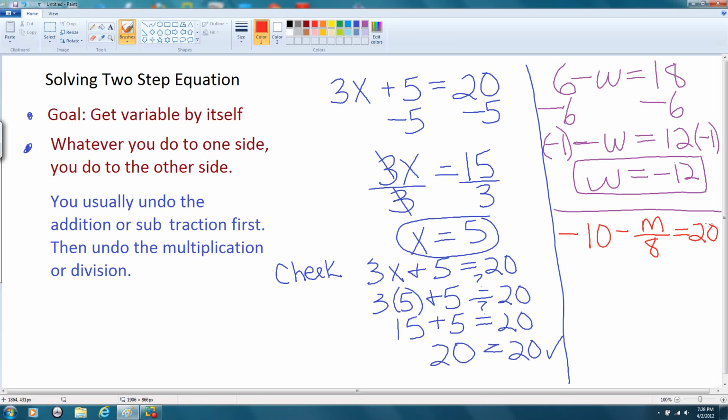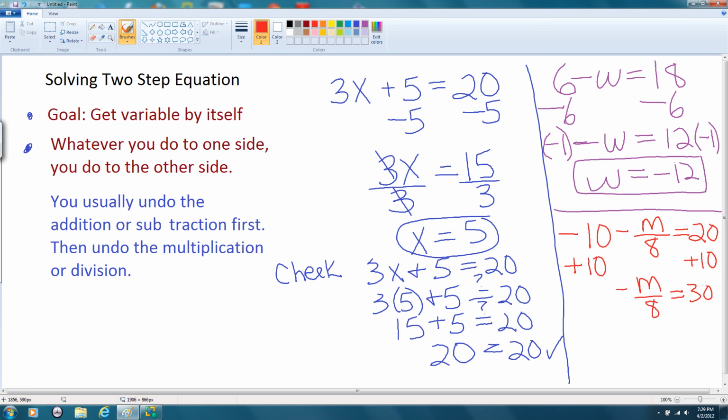Okay, well, I want to undo my addition or subtraction first. So I want to get rid of that -10 there. If I add 10 to both sides, that will do that. And if I do it to the left side, I also need to do it to the right side. And then I get -10 plus 10 is 0, but then I have 0 minus m over 8. That's still a negative, or the opposite of m over 8, is equal to 30.